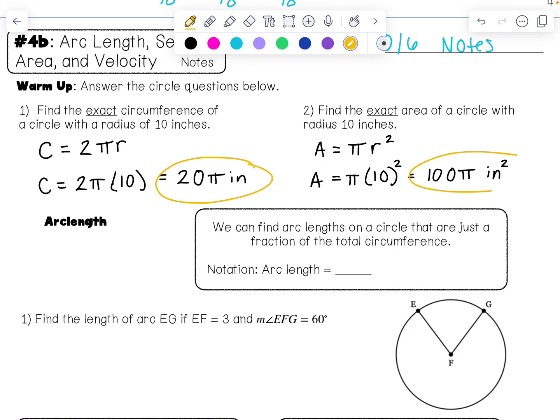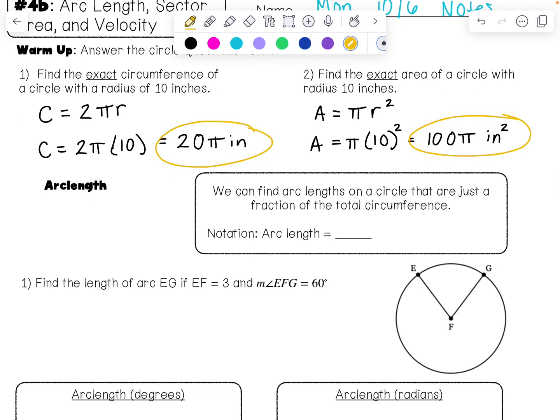So if you can do those two formulas, and if you're a little comfortable with fractions, you can finish this whole thing. Arc length and sector area are just fractions of those formulas. So arc length is how long it is between 2 points on a circle. I like to think of it as how long your crust is on your slice of pizza. So arc length is just going to be a fraction of the circumference.